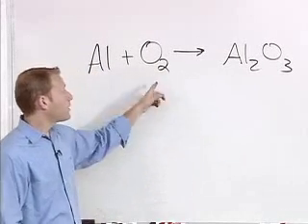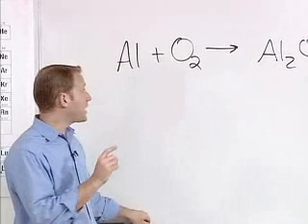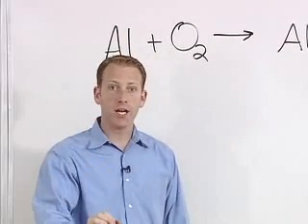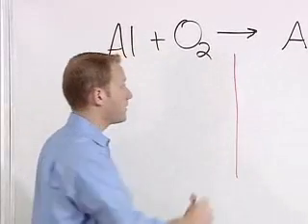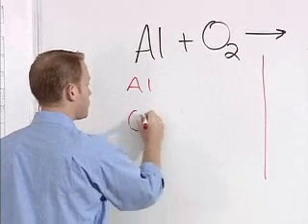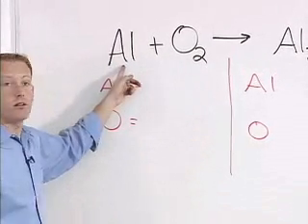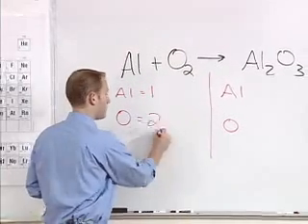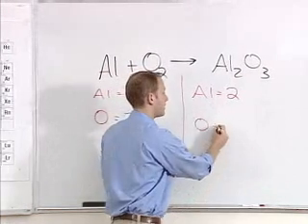Now, to balance an equation, you have to make sure they're all equal. And the way you do that, you can't change the subscripts. The only way you can make sure they're equal is by changing the coefficients. So this is how you do it. You separate the products from the reactants, okay, and you put down how many you have of each. Al, aluminum, there's 1 here. Oxygen, there's 2 here. Aluminum here, there's 2. And oxygen here, there's 3.